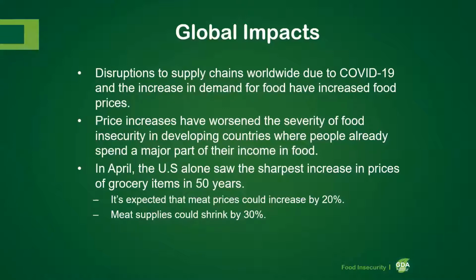In the US alone, they saw the sharpest increase in prices of grocery items in 50 years during the month of April. And it's expected that meat prices could increase by 20%, but meat supplies could actually shrink by 30%. And this is all according to the US Global Leadership Coalition, who released a brief on COVID impacts on food insecurity during the month of June. Next slide.